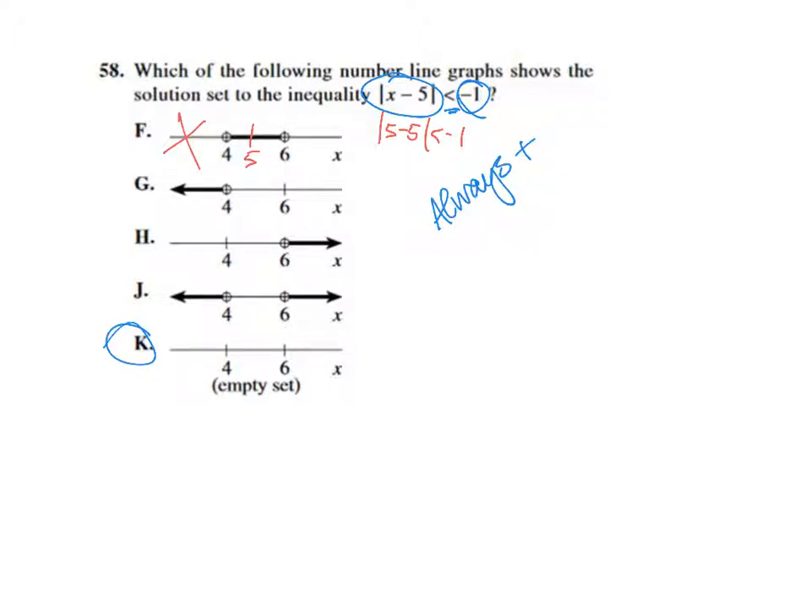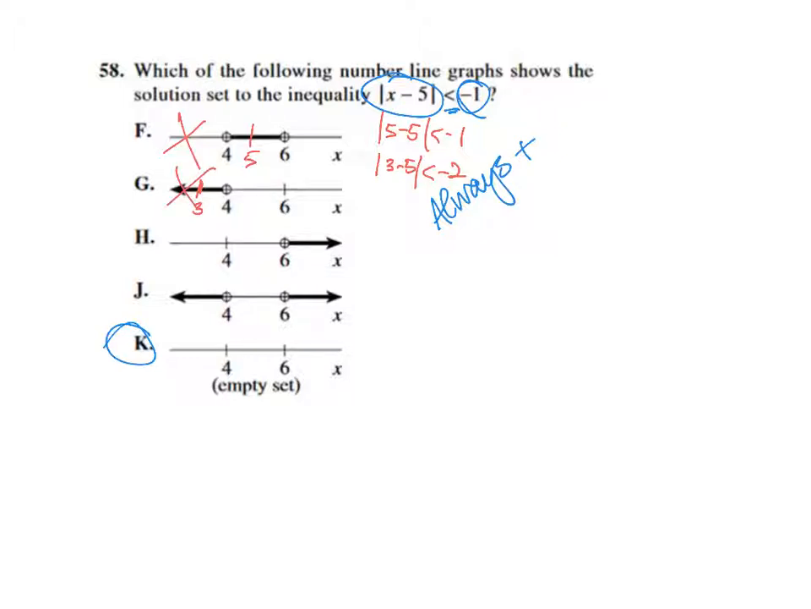G, same kind of thing here. We've got answers that would be less than 4. So I could pick something that's less than 4, for instance, 3. If I plug that back into the original, I have the absolute value of 3 minus 5, which would be 2. And is 2 less than -1? No. So that answer would be out.